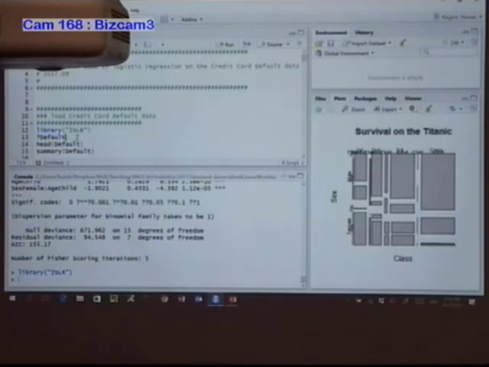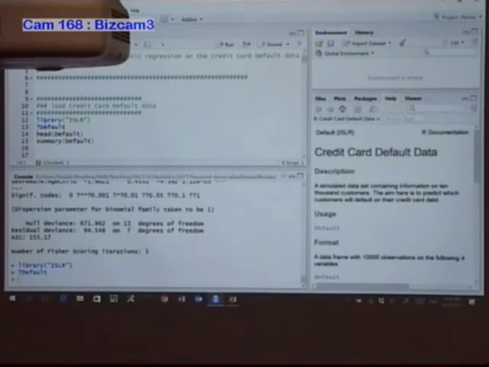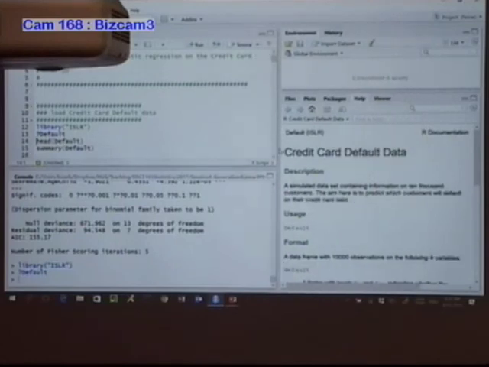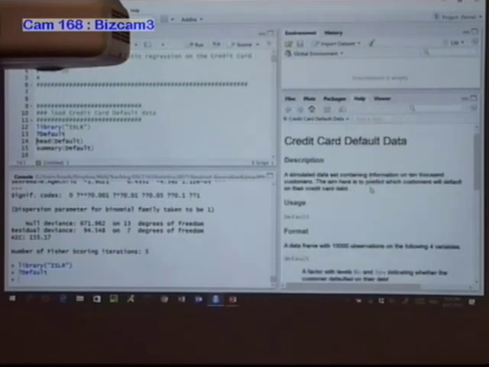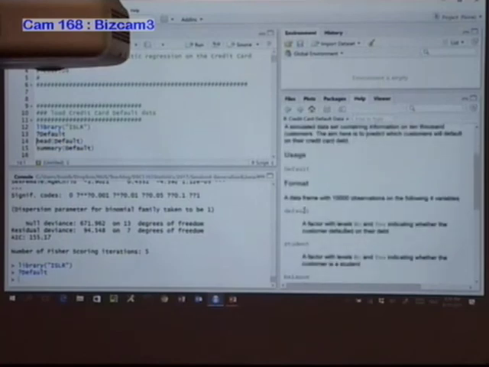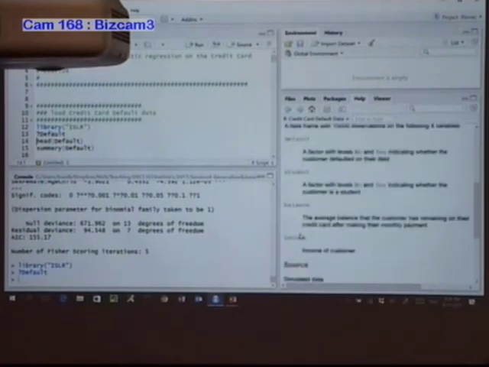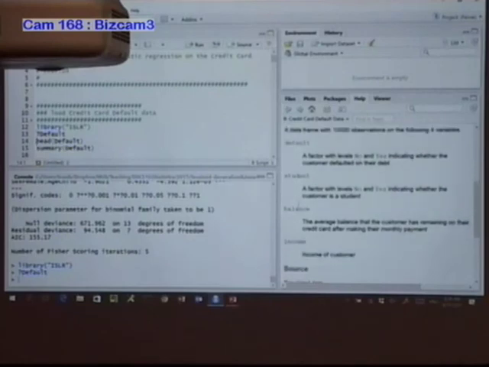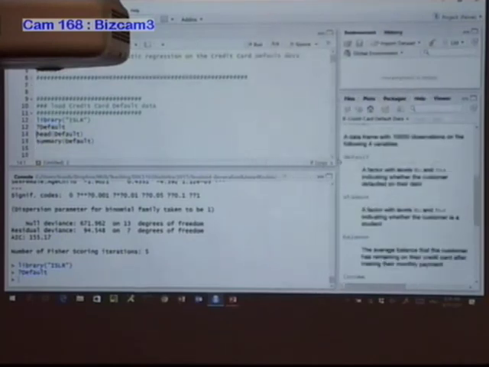So you can check the data set documentation by using a question mark. It shows you some description about what's going on. There are 10,000 observations. What's the meaning of default? All these things. Right? This is a simple data set. There's not much we need to worry about.